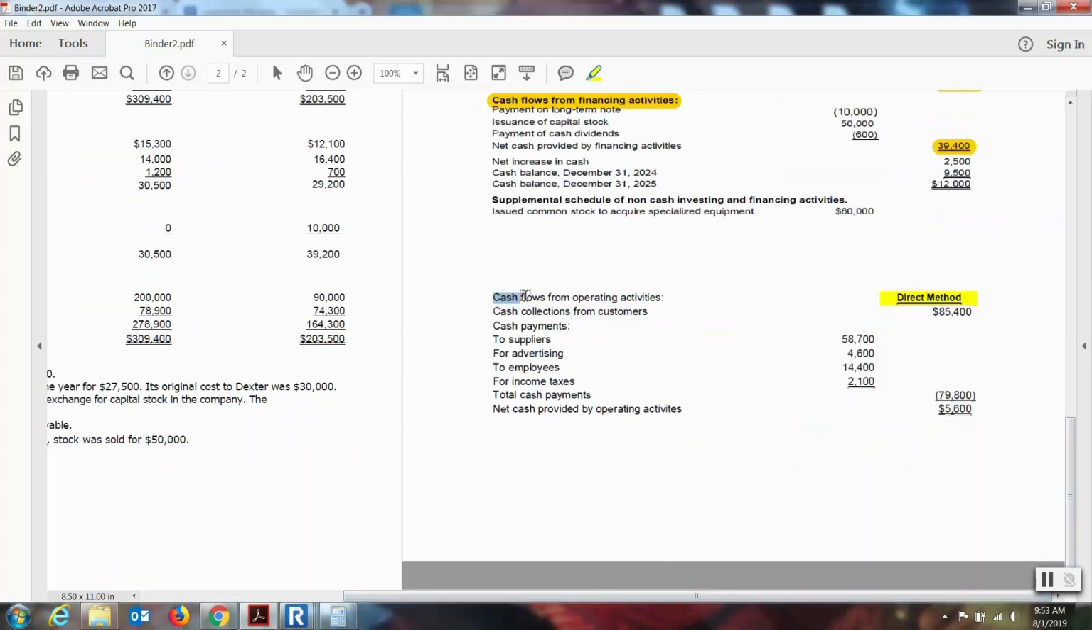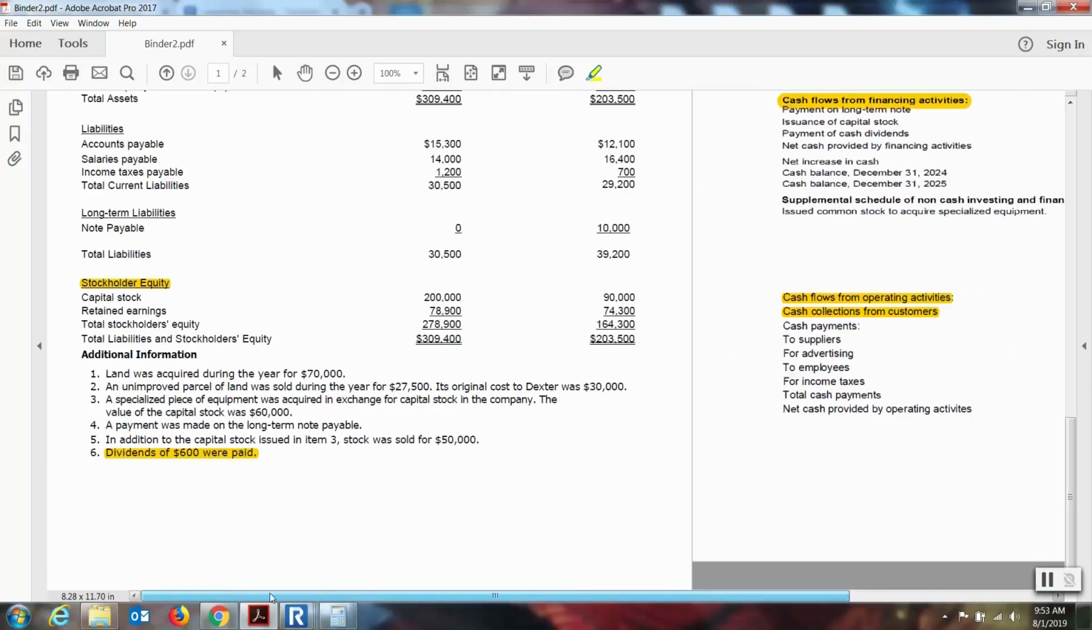So to begin, this is our cash flows from operating activities. We would identify that area. Two sections: how the cash flowed in, and how the cash flowed out. So first we'll examine cash inflows from customers. For this problem, that's the only inflow we're going to see.